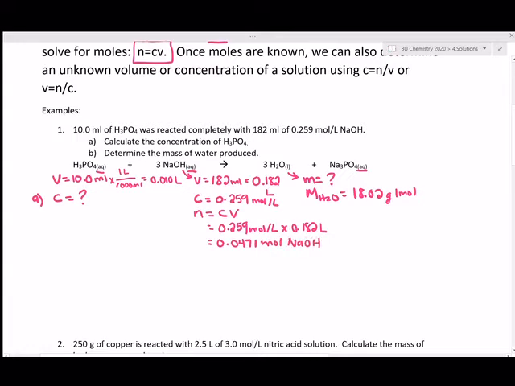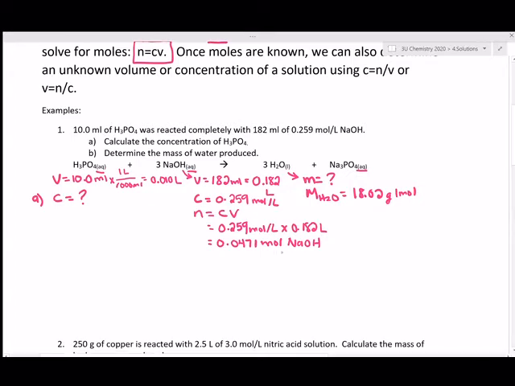Okay, so that's how many moles of sodium hydroxide had to be dissolved in 0.182 liters in order to end up with a concentration of 0.259 moles per liter. So that's our starting point of stoichiometry. We have moles of something. So we're going to work towards question A first, which is something about the acid.